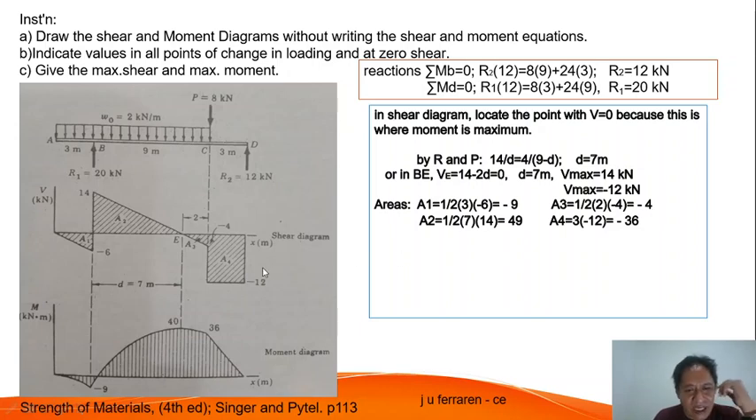E4 is also negative, no? Below. So, we have 12 by 3. So, you have negative 36. Our moment diagram will be obtained from the area under our shear, correct?